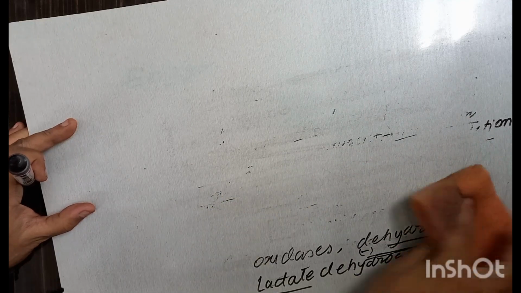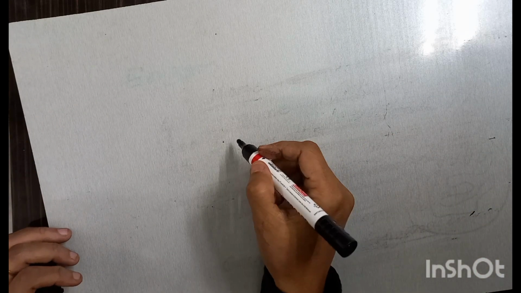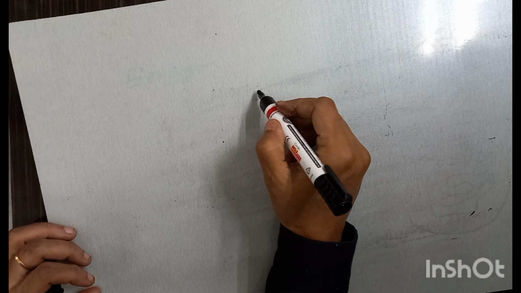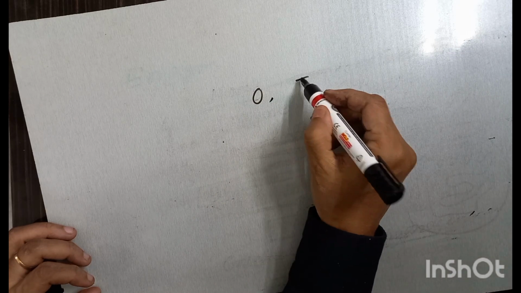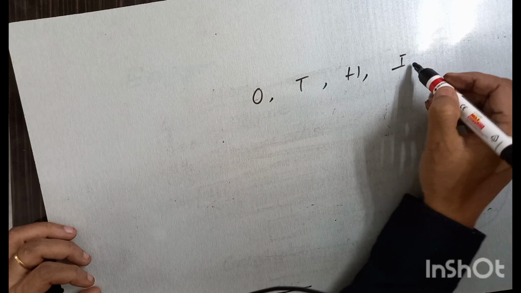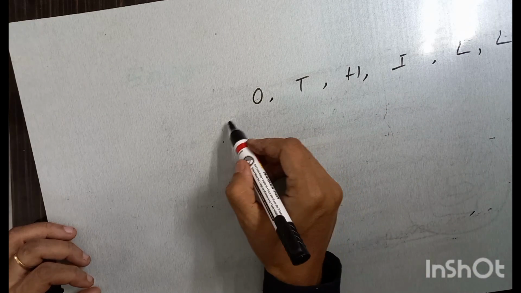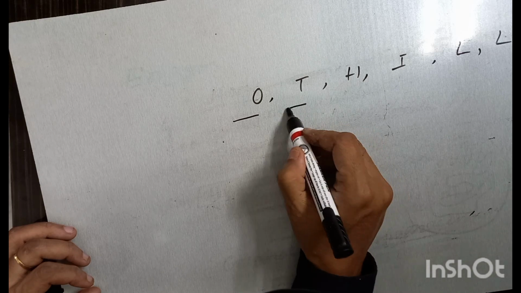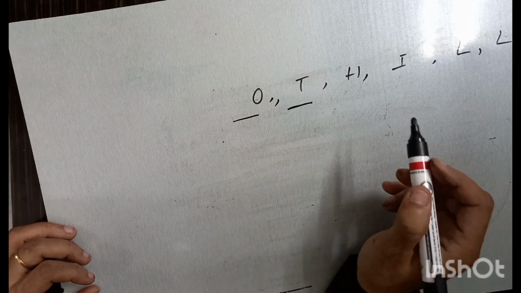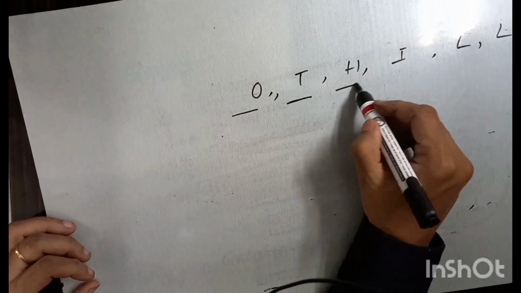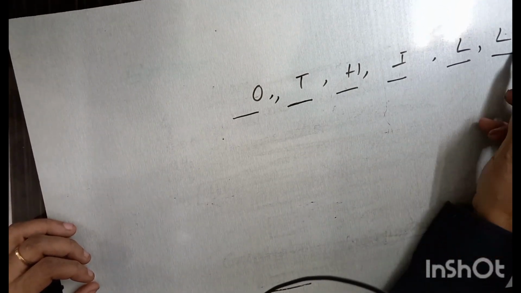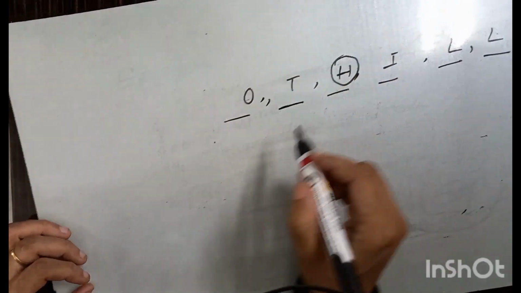Now if I go to the examples of the other enzymes, let's say hydrolase. A quick revision of the names of the enzymes: O T H I L L. Oxidoreductase, transferase, which I told you about just before the oxidoreductase, then hydrolase, isomerase, lyase, and ligase. Now I am speaking about hydrolase.